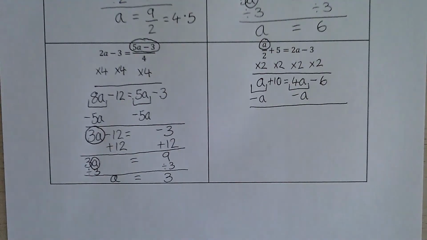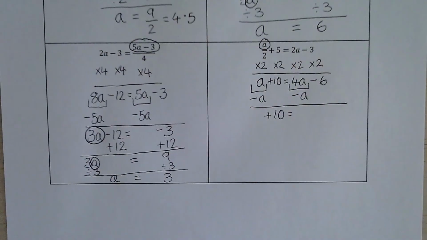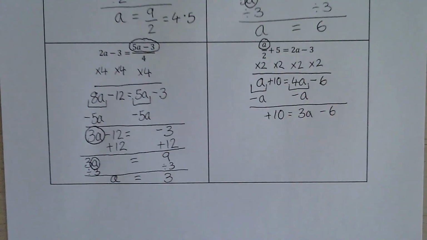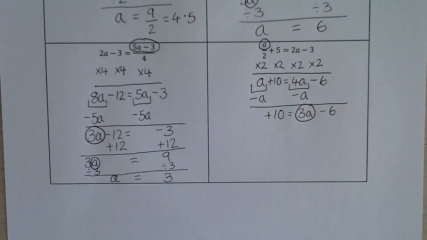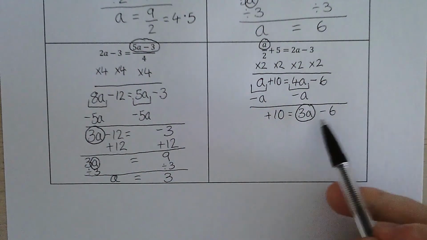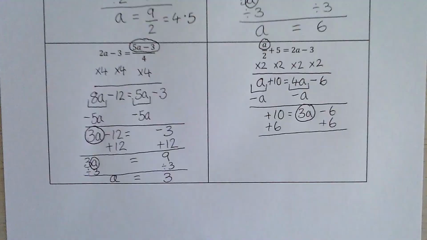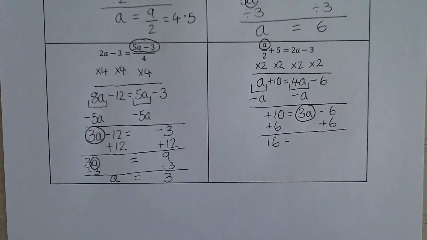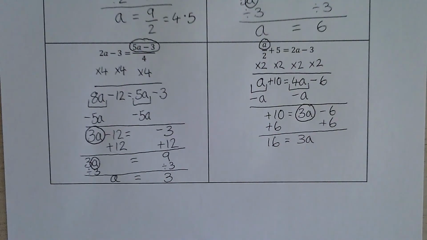A take away a cancels out. The plus 10 will drop down. 4a take away a is 3a, and the minus 6 will also drop down. Now we isolate the term. That's 3a. So to both sides I need to get rid of minus 6. So that means we will add 6. 10 add 6 is 16. The 3a will drop down. And the minus 6 and the add 6 cancel each other out.